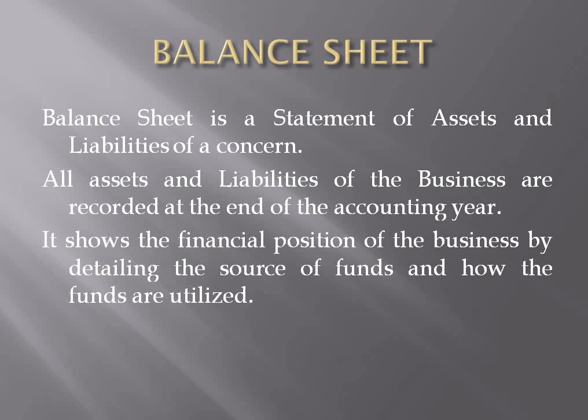After the profit and loss account, we have the balance sheet. The balance sheet is a statement of assets and liabilities. All assets and liabilities of the business are to be recorded in the balance sheet at the end of the accounting period. And it also shows the financial position of the business by detailing the source of funds and how the funds are being utilized. That is, how much capital do you have and how this capital is being utilized in the procurement of assets and also in the day-to-day functioning of the business, that is the working capital.